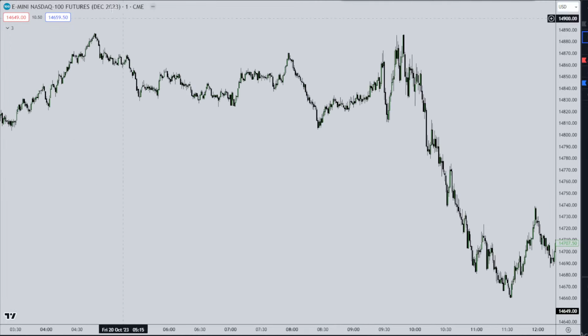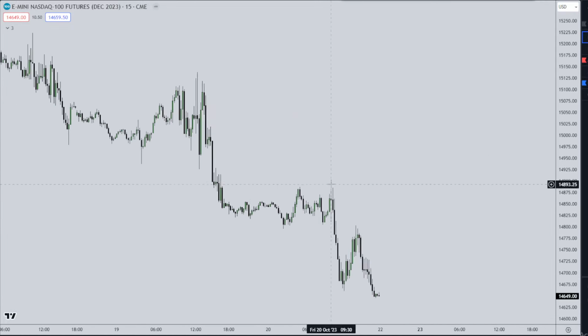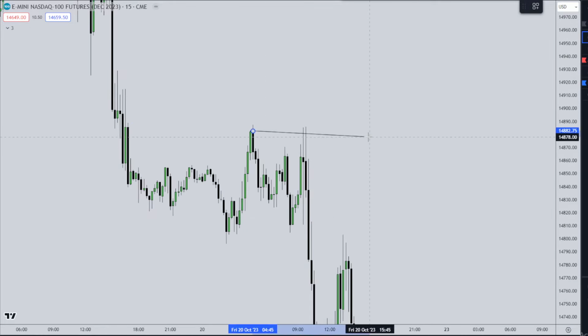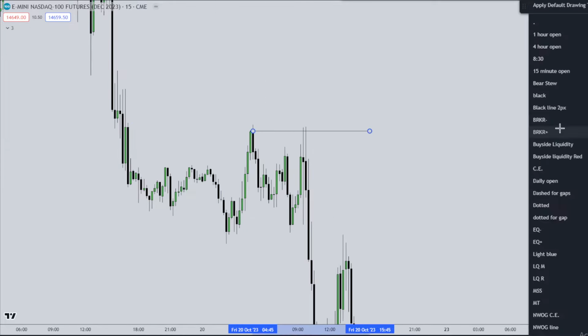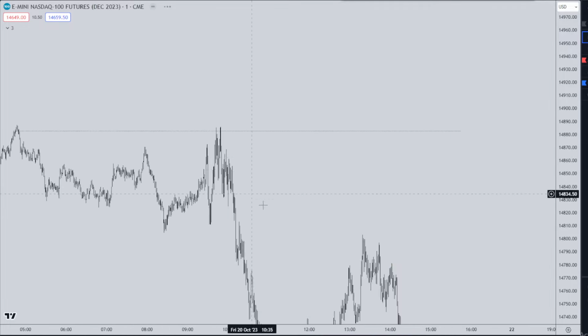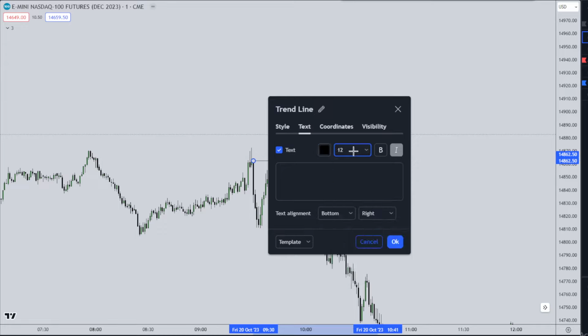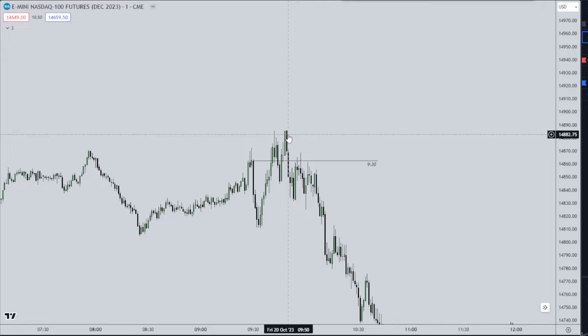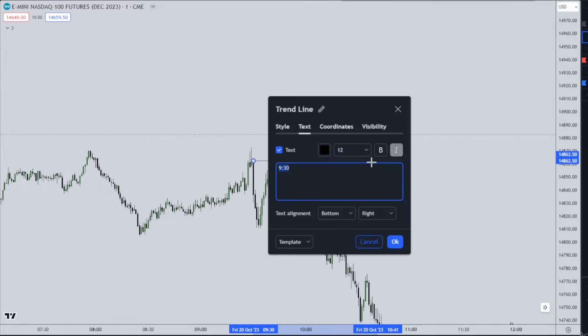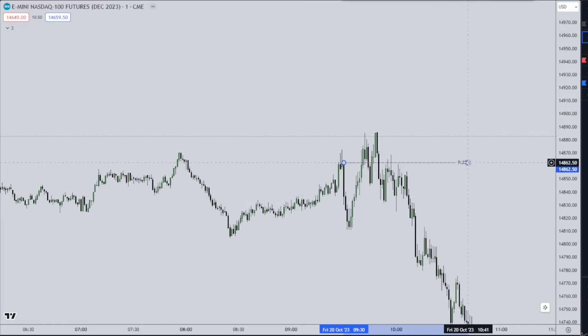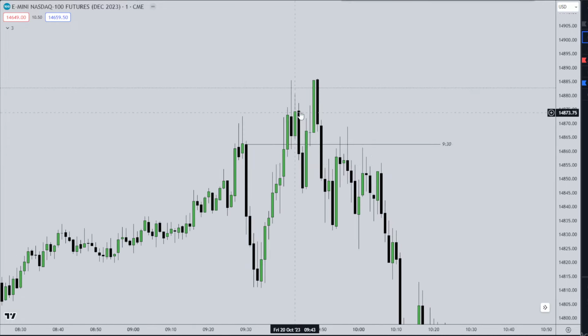Remove everything. 15-minute rejection block at this dotted line, 9:30 open. So price is saying to sell this rejection block. Time is saying to sell above the 9:30 open because we're in bearish order flow, right? So this alone is an easy short.